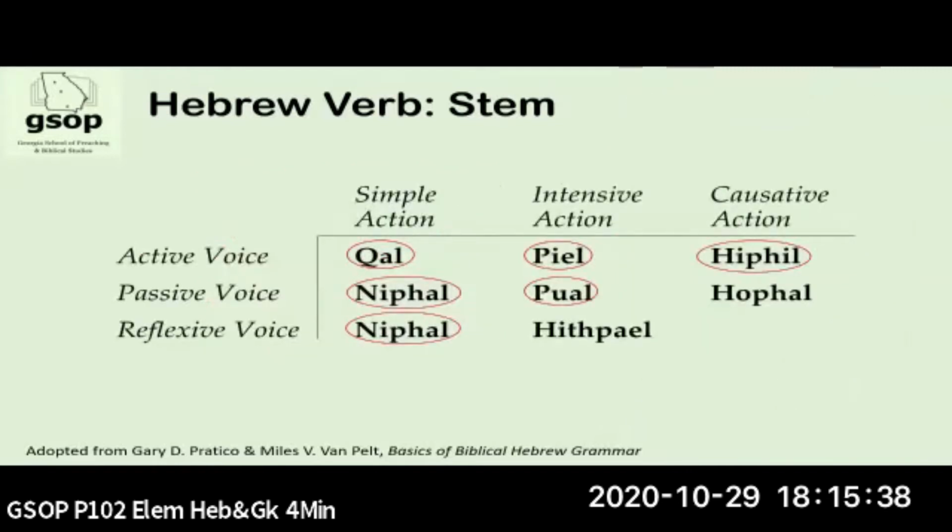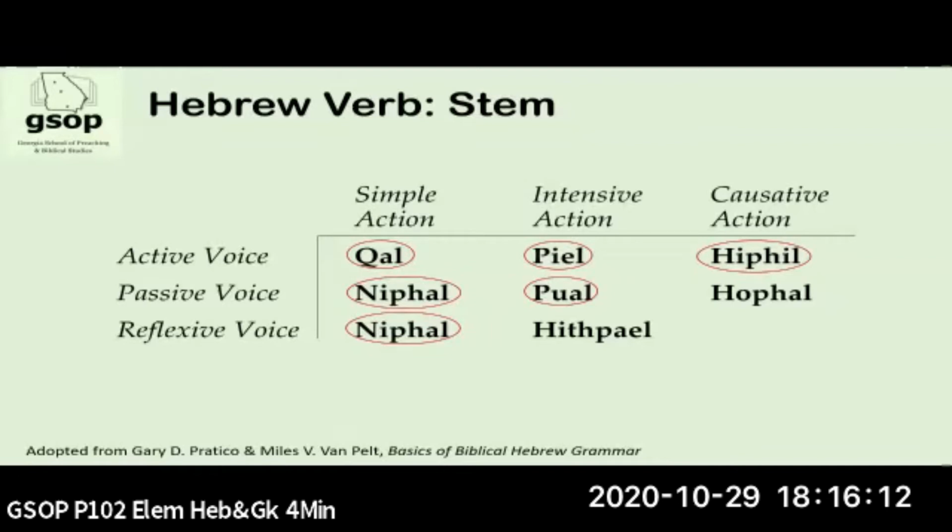And so, as we mentioned, the stem itself, the binyan, provides the voice, whether it be active, passive, or reflective, and the action, whether it be simple, intensive, or causative. And here's a little matrix for that, a little rubric here. So the Qal, the simple, which is really the baseline for all the verbs, is an active voice and simple action. The other active voice is Piel, but that's an intensive action.